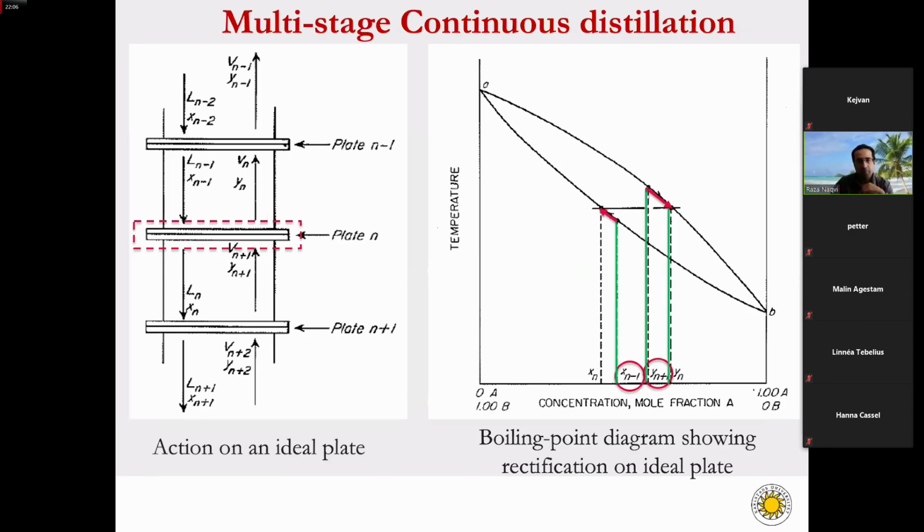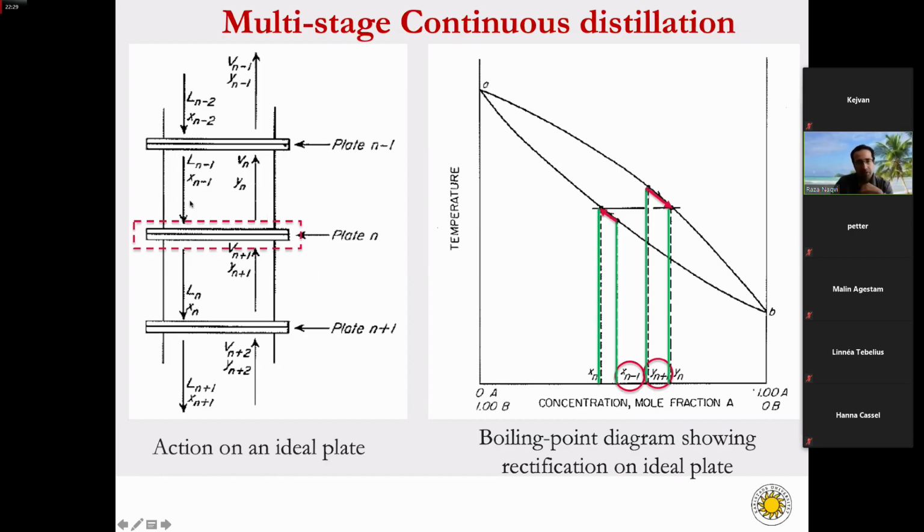So from the boiling point diagram that shows the rectifying section in the ideal plate, the mole fraction of the more volatile component in the vapor phase will increase from Yn plus 1 to Yn. So it will increase. And what will happen for the mole fraction of that component in the liquid phase? So Xn will be higher than Xn.